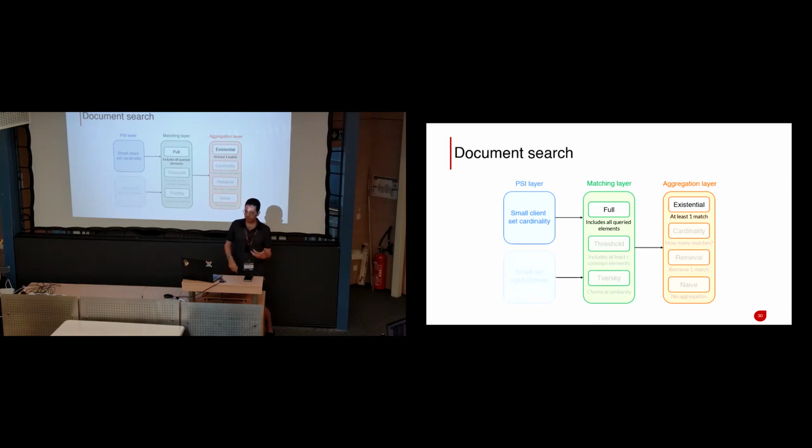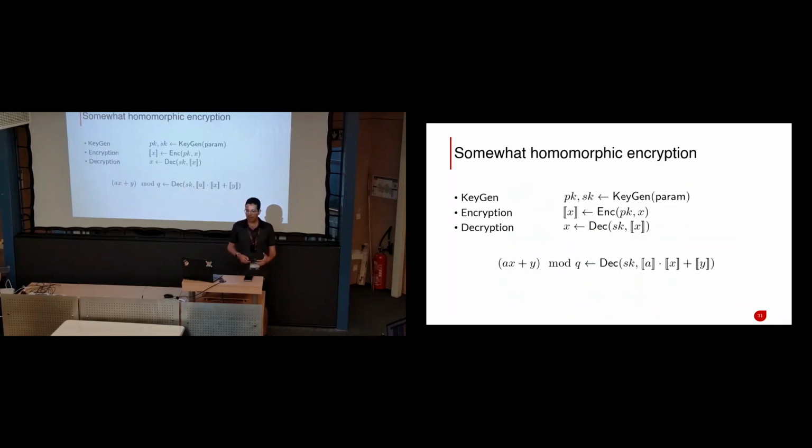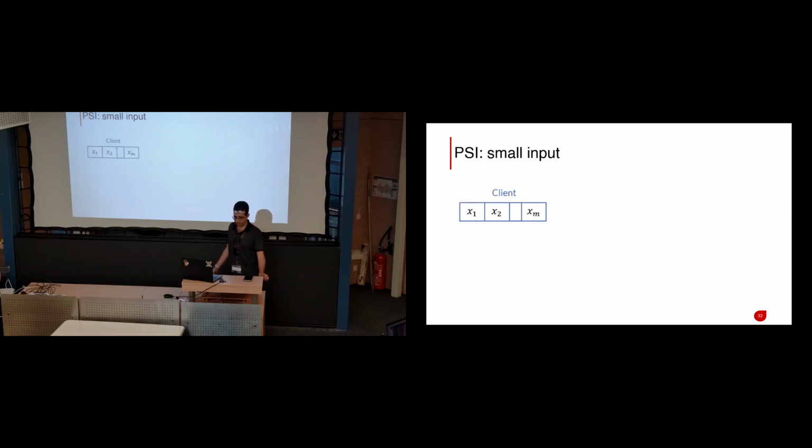In this talk, due to lack of time, I'm only going to explain the variants that are useful for our document search. We built our protocol on top of somewhat homomorphic encryption, which has the generic key generation, encryption, and decryption functionality. I use a double bracket notation for showing encrypted values. The only important part is that we can perform addition and multiplication modulo a prime number in the cipher domain. So let's start building our protocol.